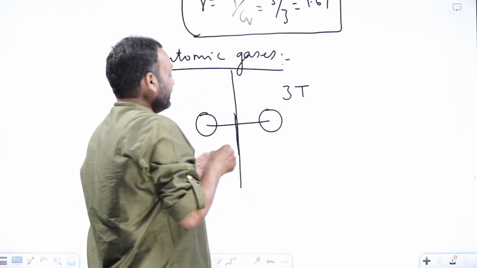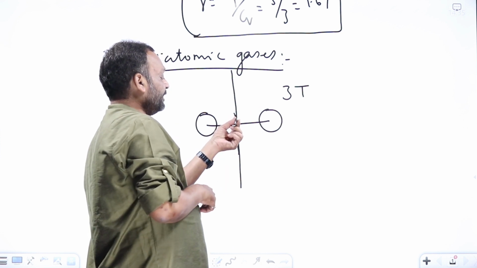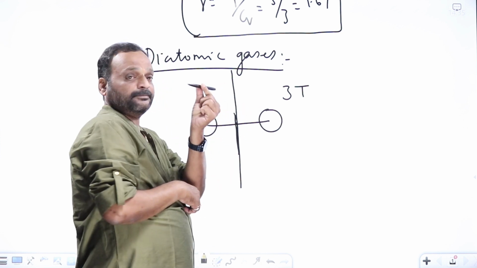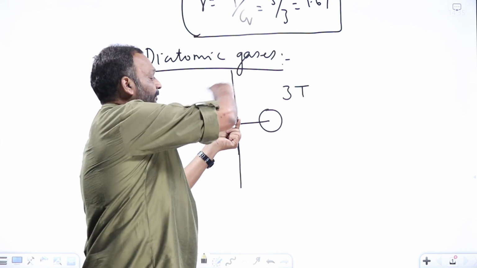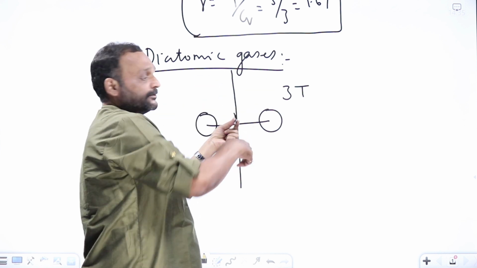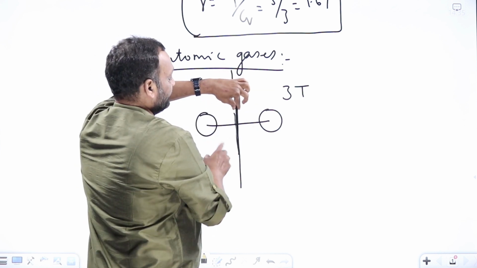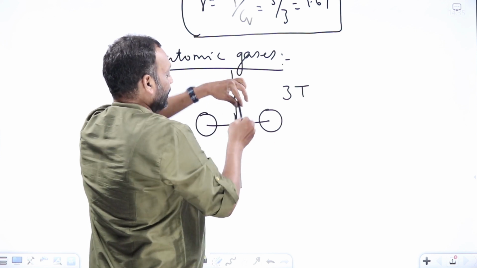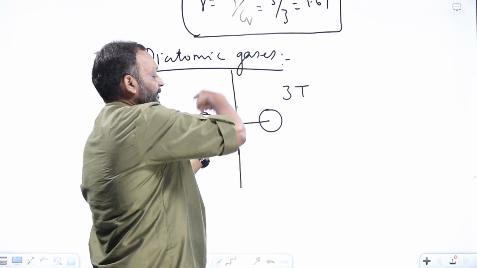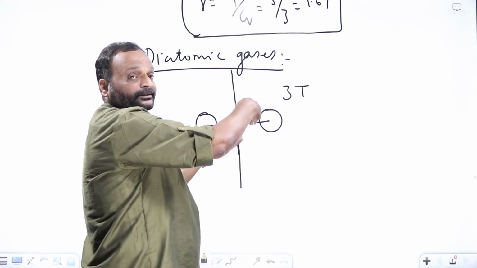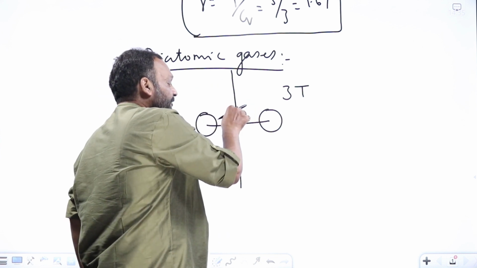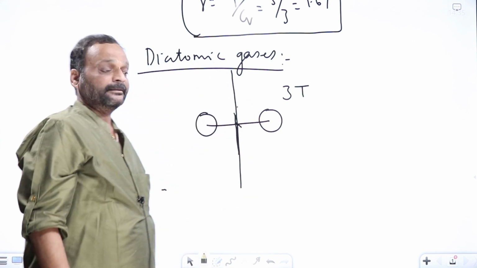Similarly, I can make these two atoms rotate about this axis also. I am putting this pen perpendicular to the board. These two atoms can rotate like this also. Or when I put the pen like this, these two atoms can rotate this way. Or when I put the axis like this, these two atoms can rotate like this also. Means there are two rotational degrees of freedom.